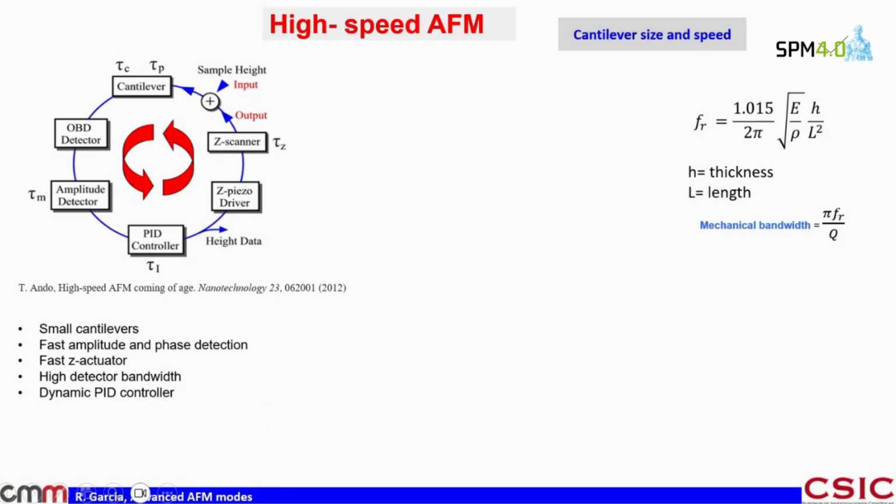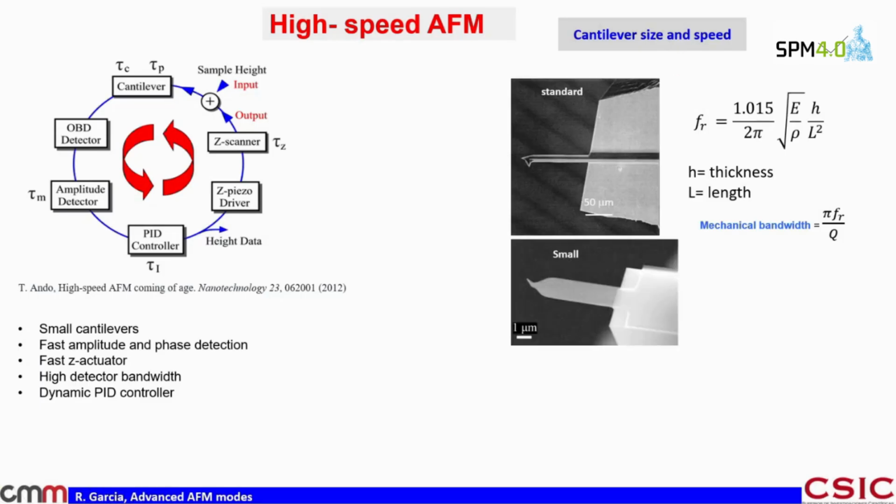so on. So actually, I am going to illustrate one of the issues, the cantilever size and the speed, and why high-speed AFM needs to be performed with small cantilevers. So this is a standard cantilever for tapping mode, 100 micrometers in length and 30 micrometers in thickness, and this is a cantilever for high speed, 10 micrometers in length and hundreds of nanometers in thickness.